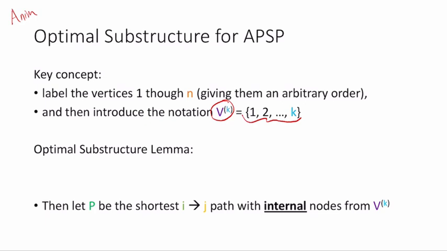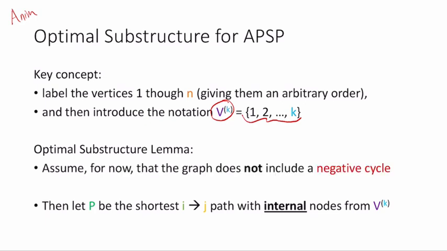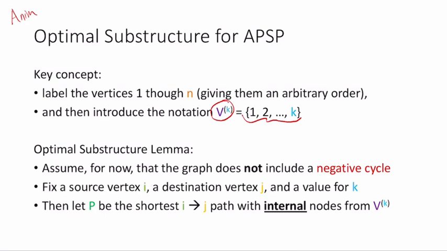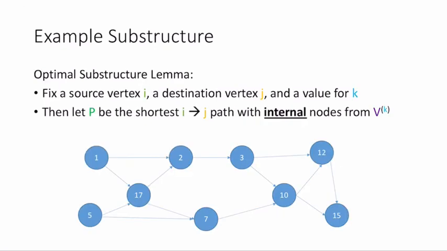So our optimal substructure lemma for the Floyd-Warshall algorithm is first we're going to assume that the graph does not contain negative edges. And then we're next going to fix a source vertex i and a destination vertex j and a value for k. And we're going to say let p be the shortest i to j path only using internal nodes from v^k. Okay, so there's a lot going on there. Let's look at this in terms of a diagram.